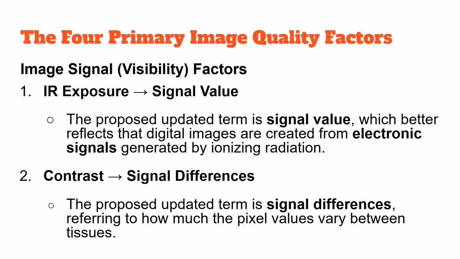So with image signal visibility factors, you have IR exposure, also known as signal value. Signal value is the proposed updated term, which better reflects that digital images are created from electronic signals generated by ionizing radiation. And then with contrast, there's also a proposed new term, and that is signal differences. This refers to how much the pixel values vary between tissues.